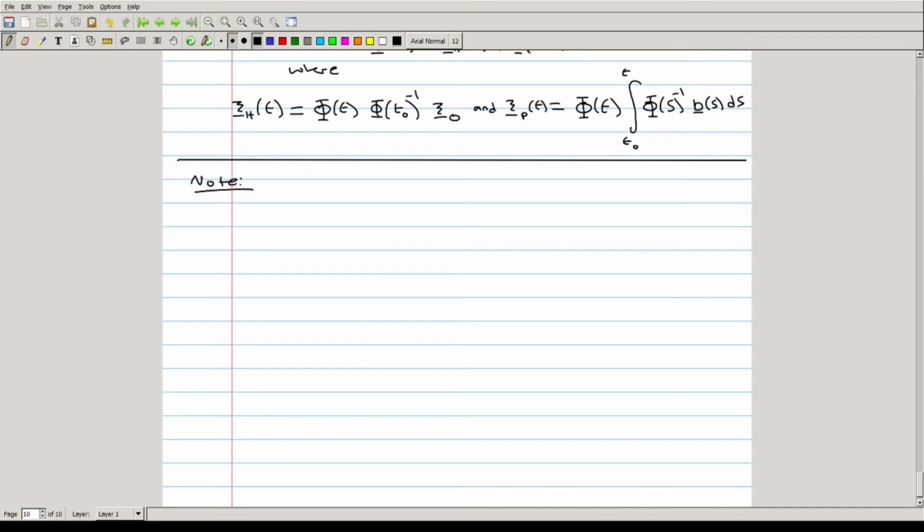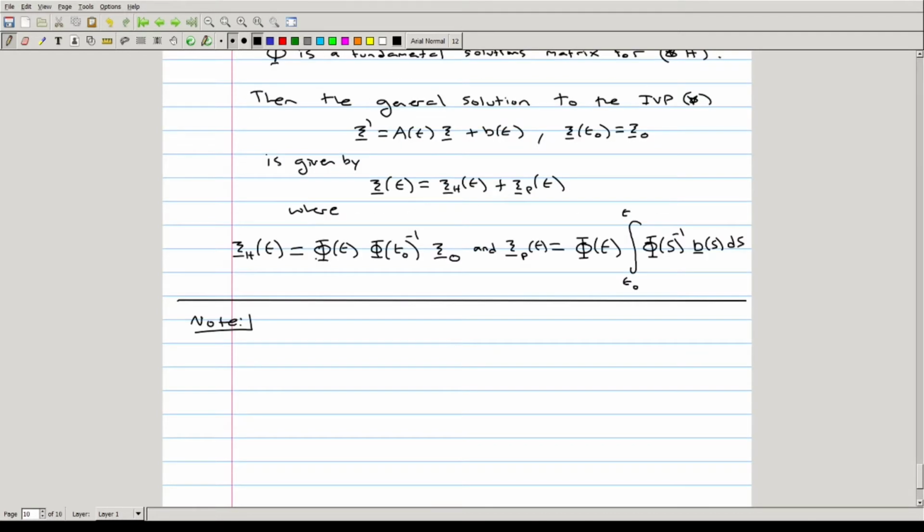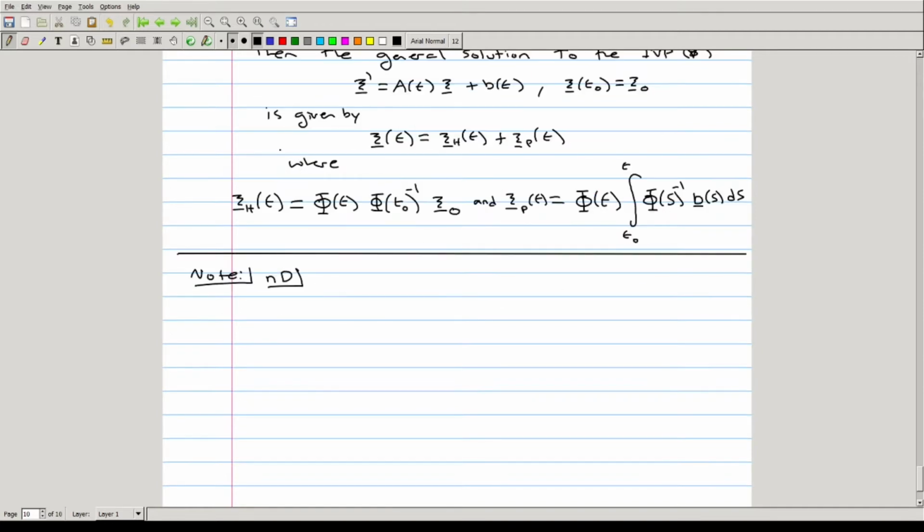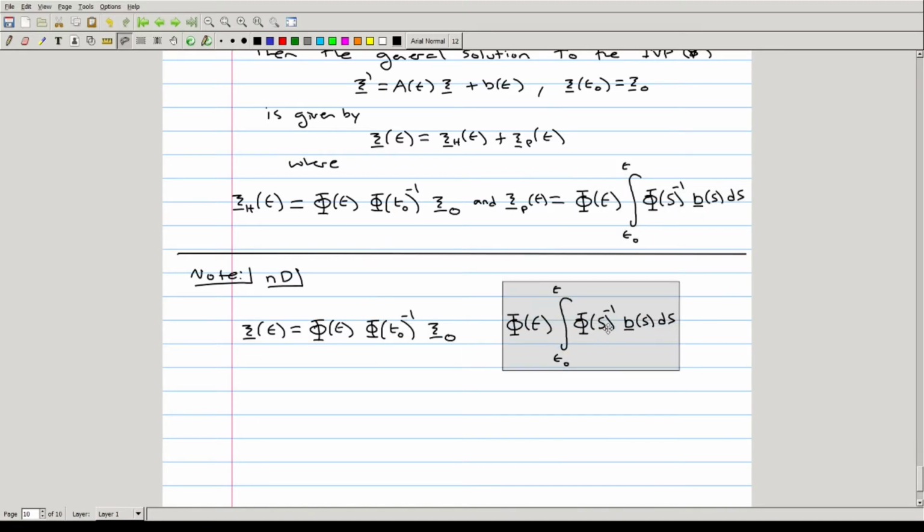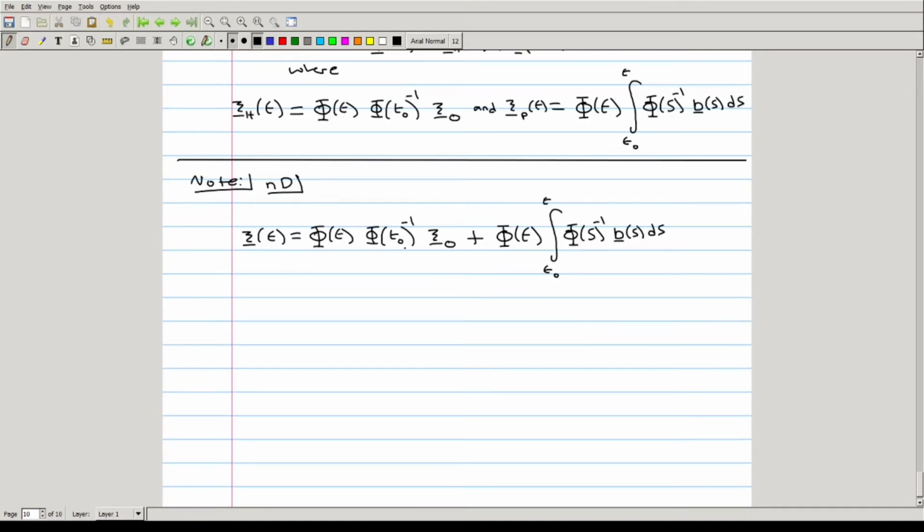So note that this formula in nD is saying that the general solution to psi of t is equal to this, which is the general homogeneous solution, plus this psi p of t, which is a particular solution to the differential equation.